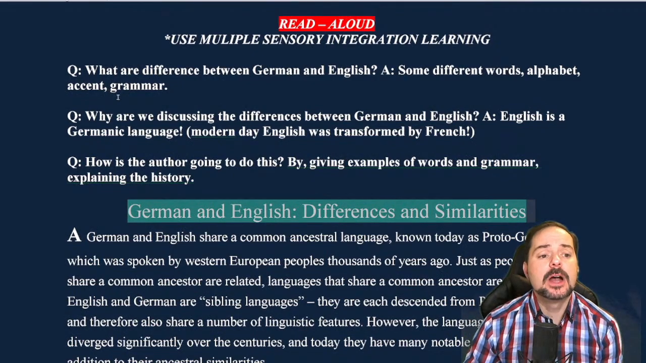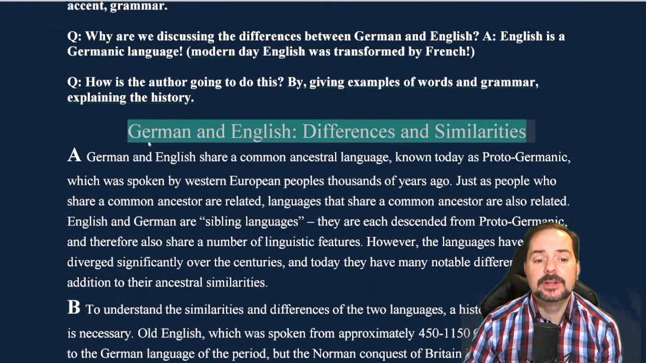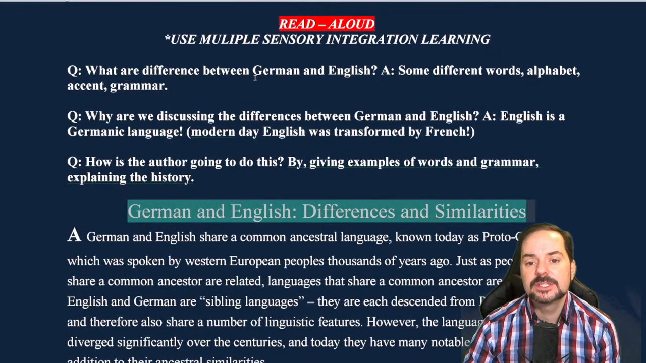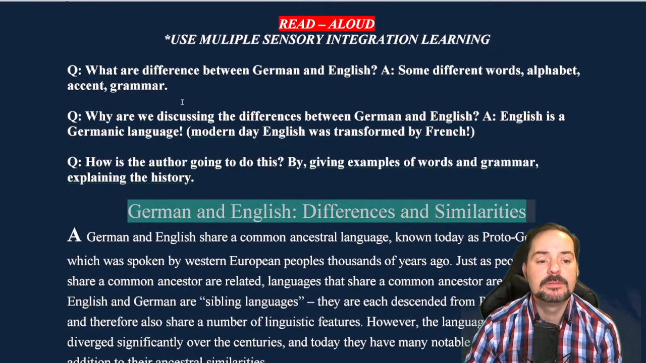So everyone, again, here we go. Let's read the title, German and English, Differences and Similarities. What are the differences between German and English? Some different words, alphabet, accent, grammar.